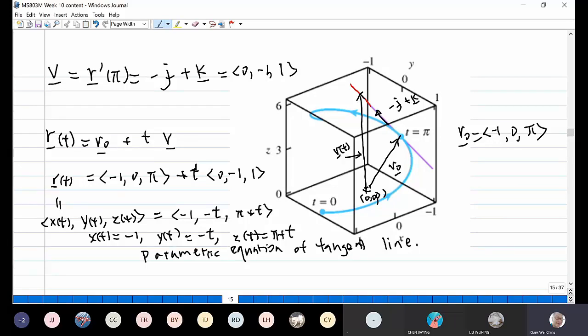The first one you have is called the vector equation of the tangent line. And then the last one you get is the parametric equation of the tangent line.